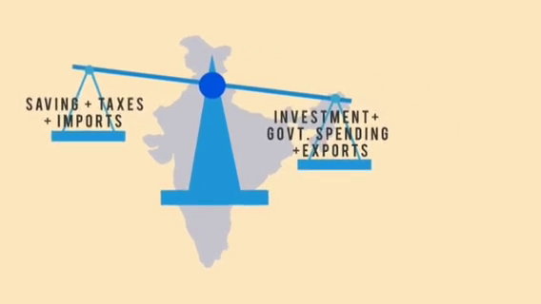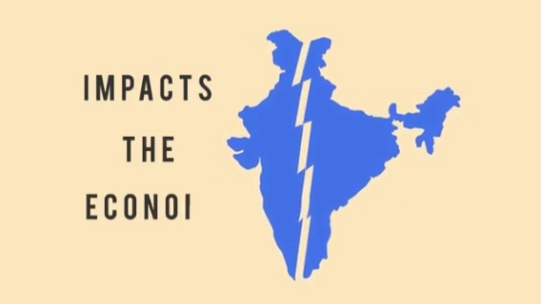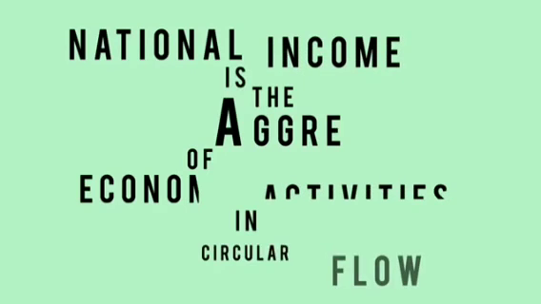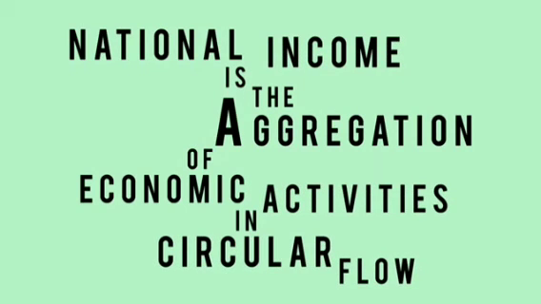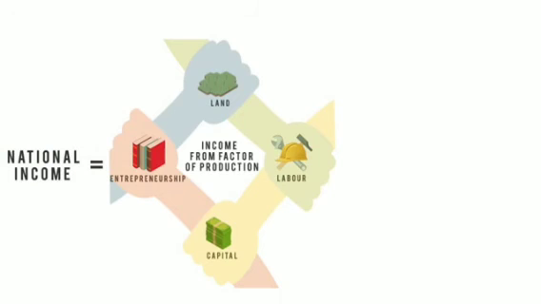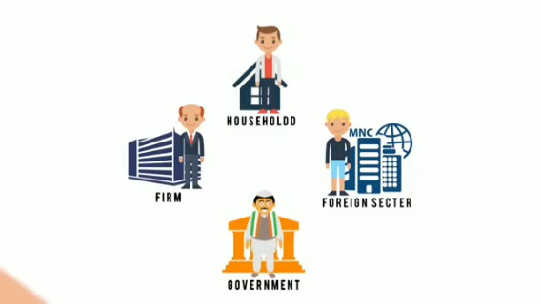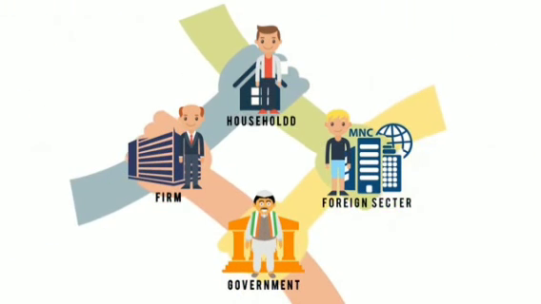Any imbalance in the equation points out the distortion in the circular flow and thereby impact that occurs in the economy. It also helps in estimating national income, as national income is estimation of aggregation of any of economic activity of the circular flow. It is either the income of all the factors of production, or the expenditure of various sectors of the economy.